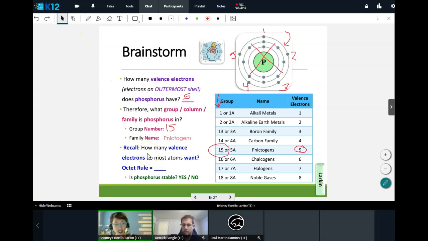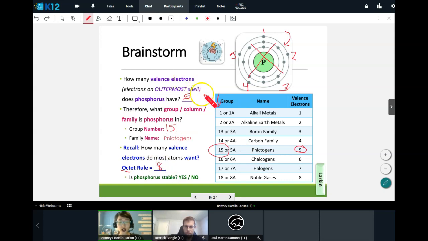So again, based on our octet rule, we just reviewed this in our brain stretch. How many valence electrons do atoms actually want? Again, oct being the same prefix that we find in octagon or octopus, all of which have what number in common? Tell me the total. Right, Alexis? Yeah, so in total, they want 8 valence electrons.